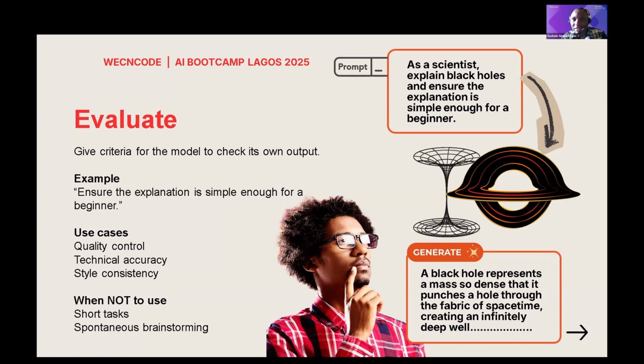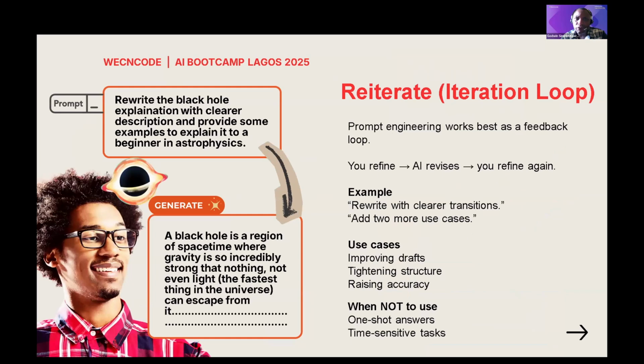As a scientist, explain black holes and ensure the explanation is simple enough for a beginner. Look at how you want to evaluate it. Your evaluation is that it should be simple enough for a beginner. And that gives you the results you want. So use cases: you use this for quality control, technical accuracy, style consistency. When not to use: when you just need a short task or a spontaneous brainstorming, you will not need to use evaluate. So, reiterate.